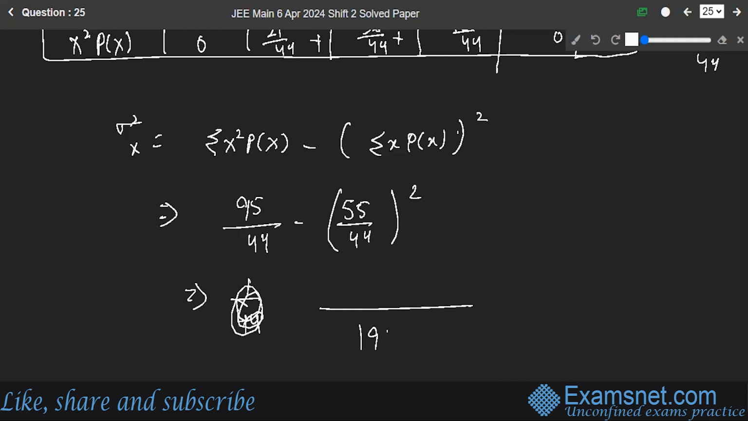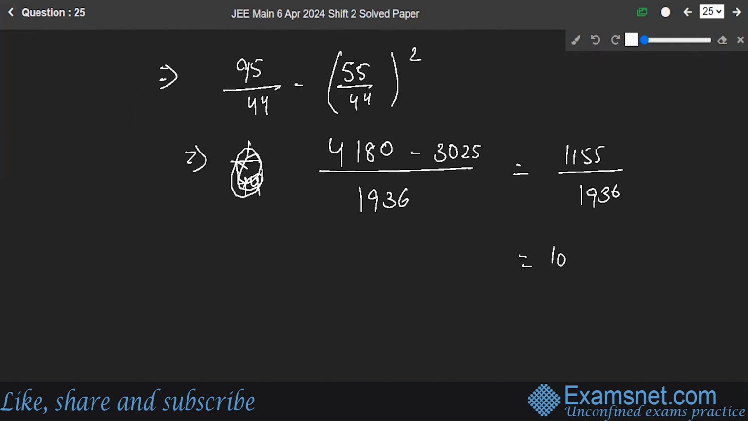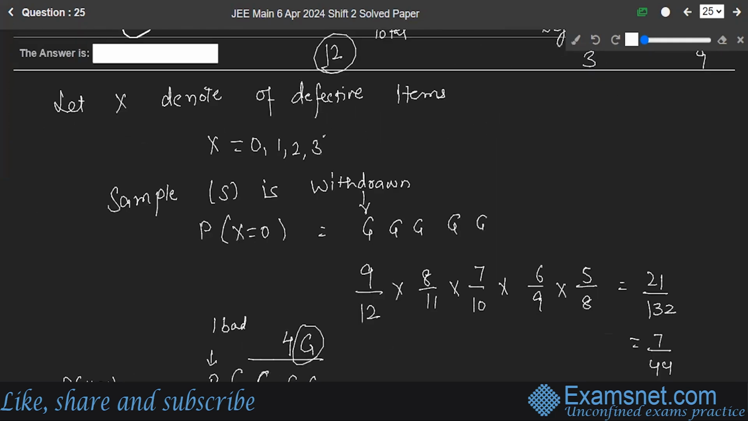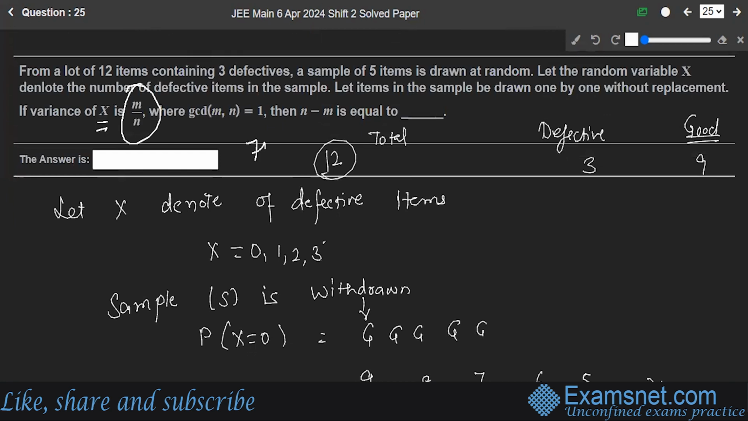This is 44 square, which is 1936, and here will be 14180 minus 3025. This is 1155 upon 1936, or that's 105 upon 176, which is equal to m upon n. So your m is equal to this, n is equal to this, n minus m is 176 minus 105. You have 71 as the answer. Hope you got that. Let's move to the next question.